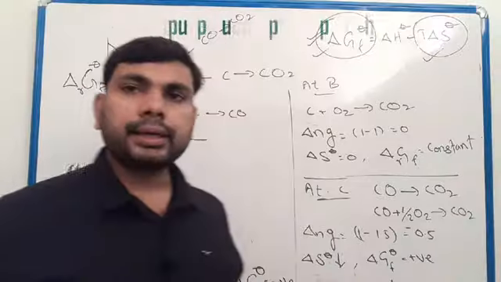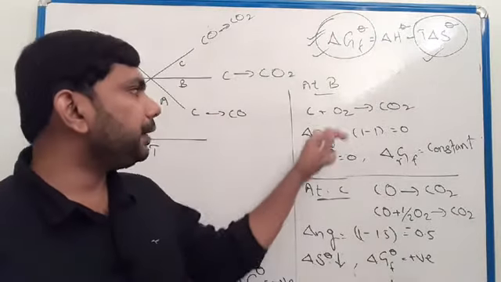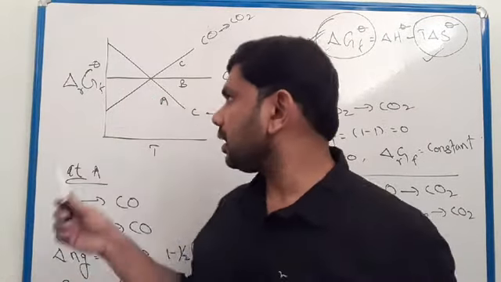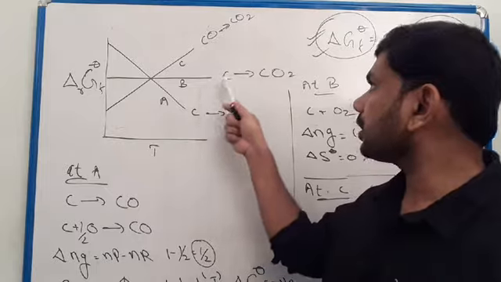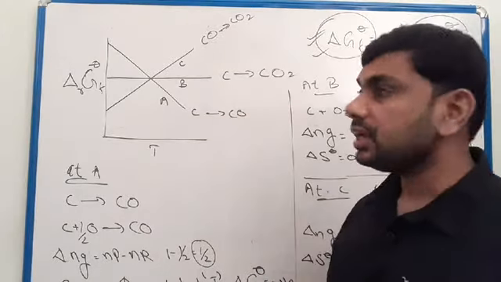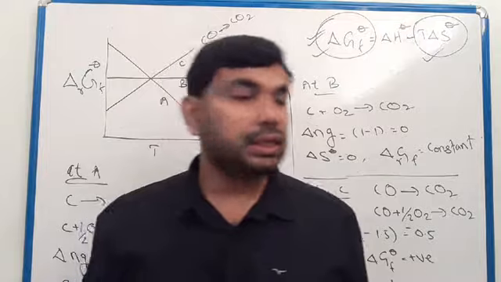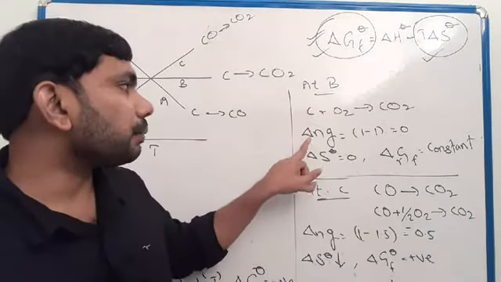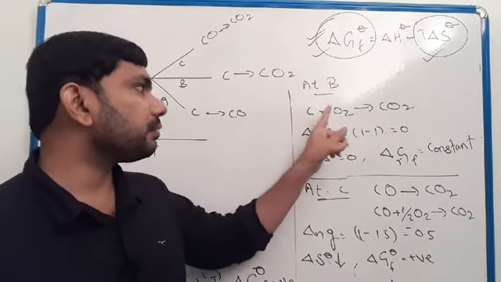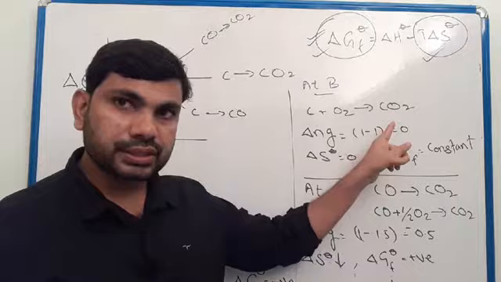Clear? Okay, similarly look here at B. Here this is the graph for B. Here carbon changes to carbon dioxide. This line, this is B. Carbon changing to carbon dioxide means one carbon reacts with one oxygen and forms carbon dioxide.